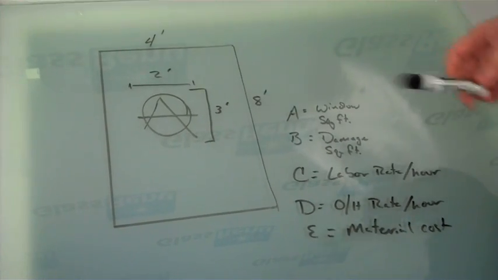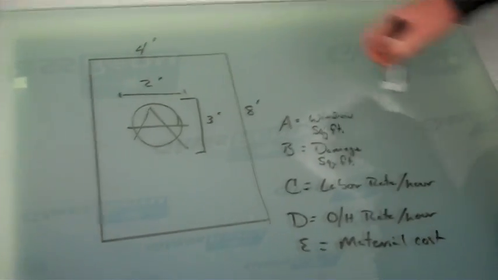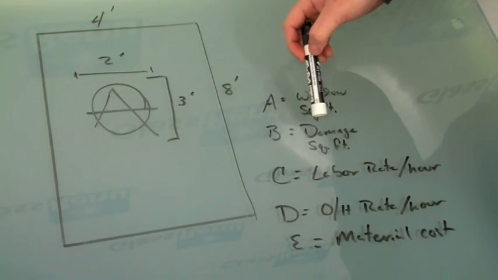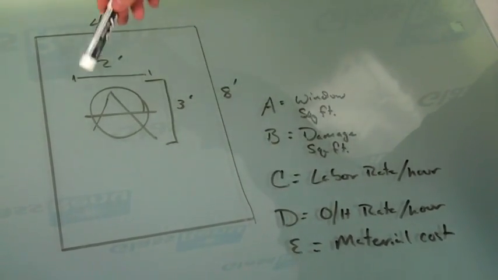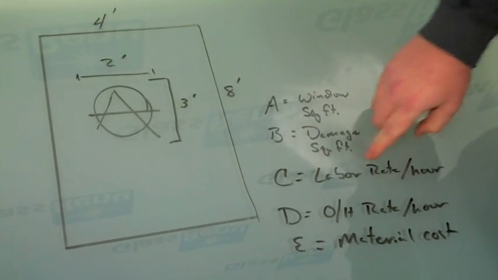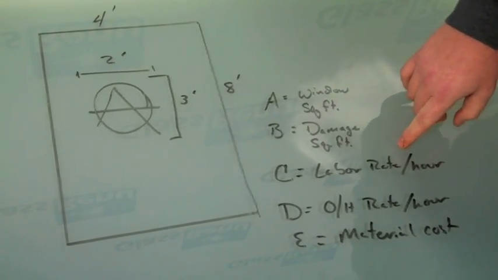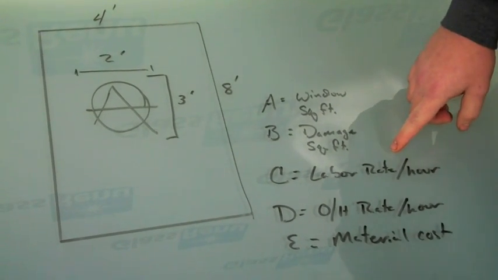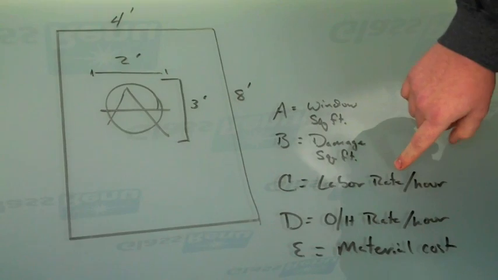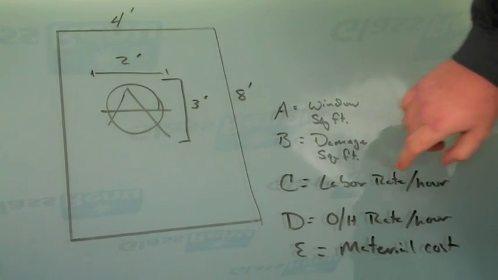So here are the first set of variables we need to get. Variable A is the window square footage, so that would just be 4 times 8. B is damage square feet. What is the square foot of the damage? Next up, you're going to need to know what your labor rate per hour is. Now, if you're working for yourself, this is that famous question, what do you want to make an hour? If you're sending out employees, what are you going to have to pay them per hour?